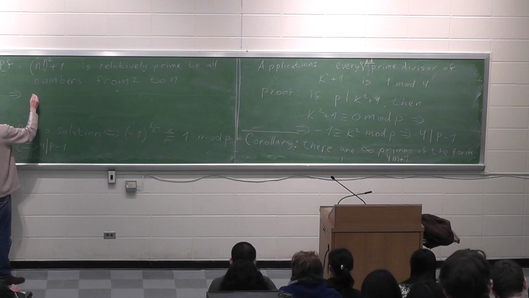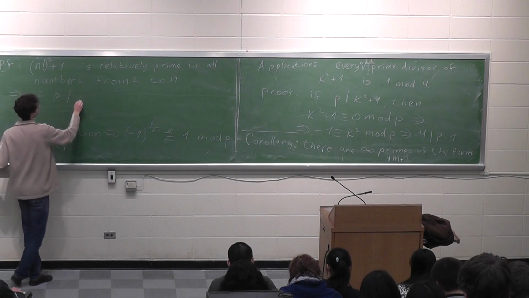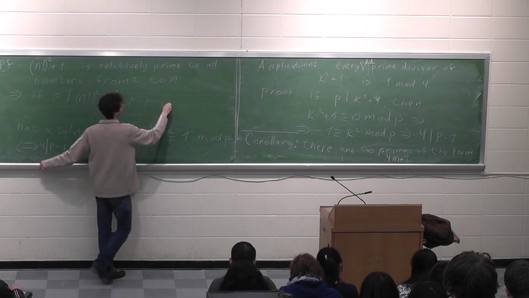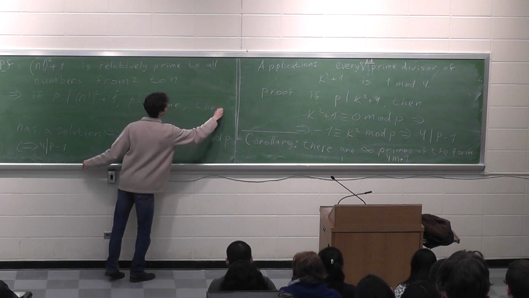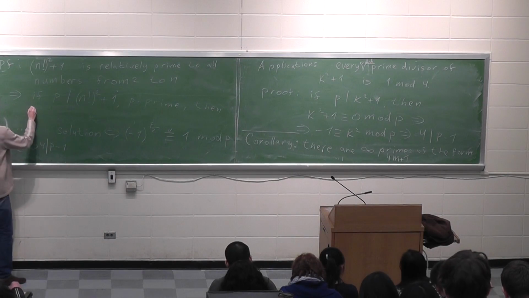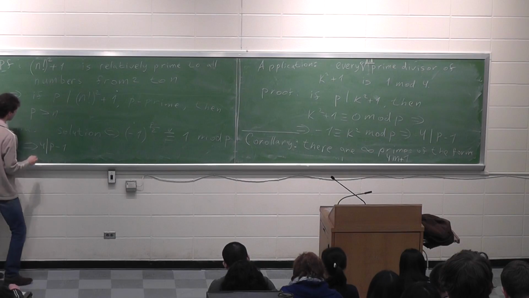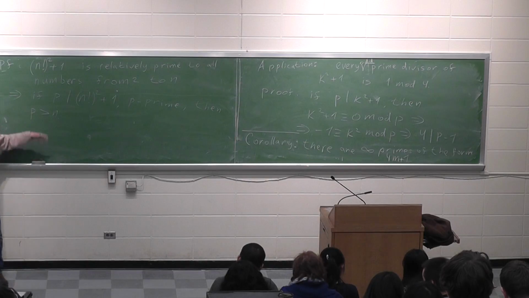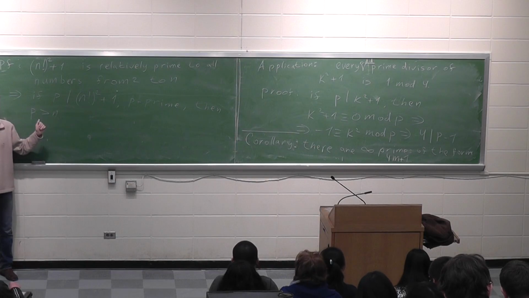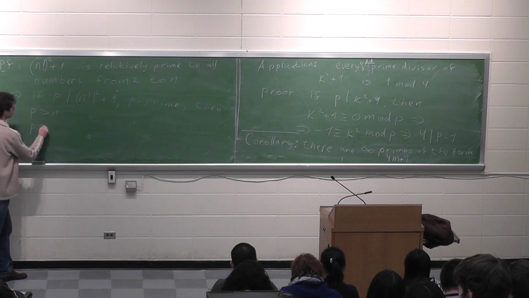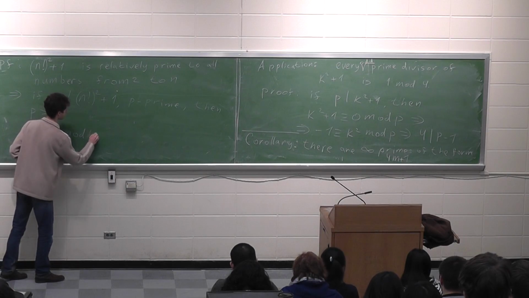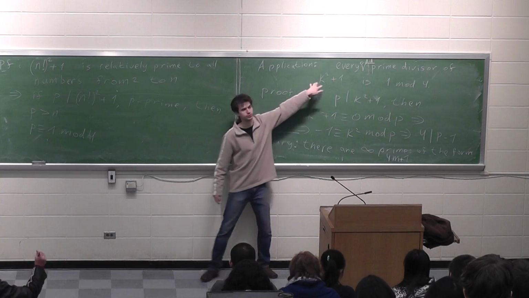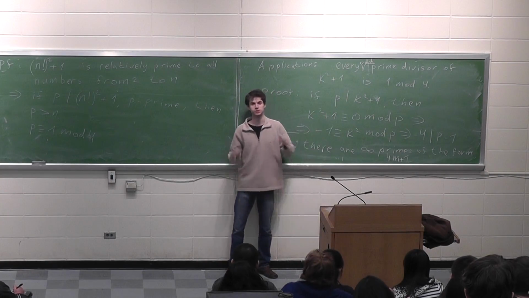Hence, if p divides this number, and p is prime, then, first thing, p is greater than n. This number doesn't have any factor which is smaller than n. And second thing, p is congruent to 1 modulo 4. That's what we just proved. Any prime factor of such a number, k squared plus 1, is 1 modulo 4.